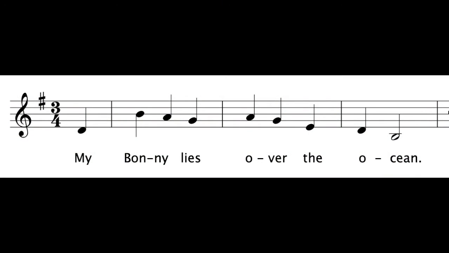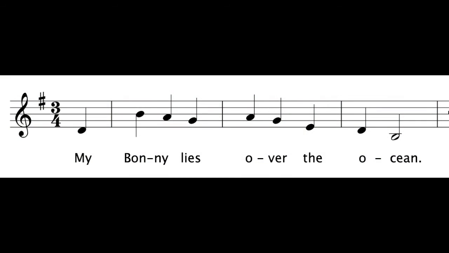Okay, so My Bonny starts on D. My Bonny lies. So it goes from that D we learned all the way up to B. Remember, B is our 2nd fret on the A string. Bonny, and then our open A. Lies, and then you've got G, 3rd fret of the E string. My Bonny lies over, A, G, right? E, D, and then the last note is a B, which we have not learned.